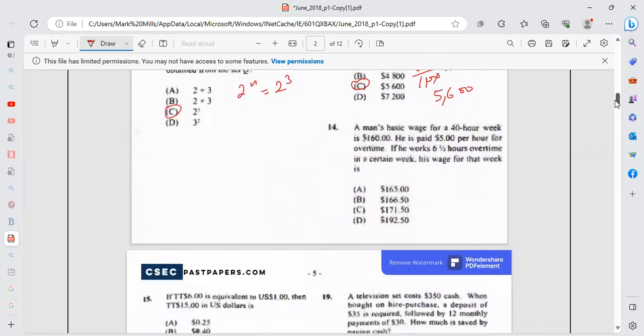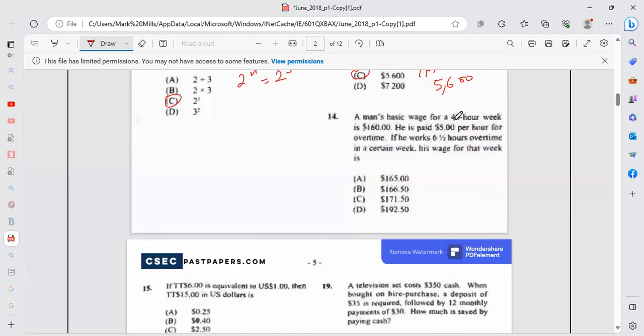Number 14. A man's basic wage for a week is $160. He is paid $5 per hour for overtime. If he works 6.5 hours overtime in a certain week, the wage for the week is? They are saying that his normal pay is $160, but overtime is paid at $5 per hour. If he works 6.5 hours overtime for the week, what will be the wage for the week? How would I approach this question? Anybody want to help me?